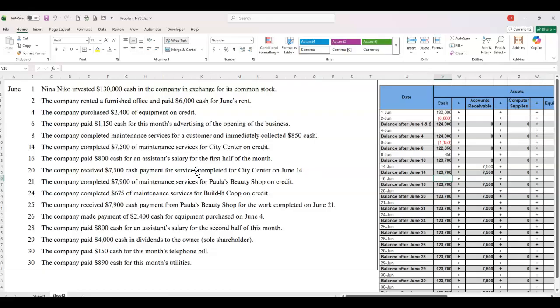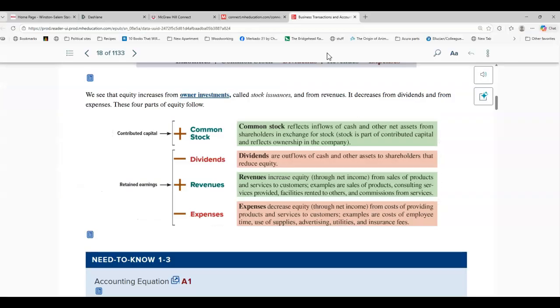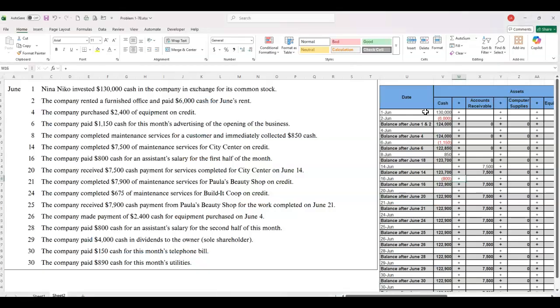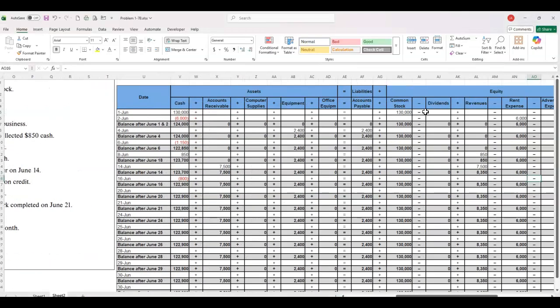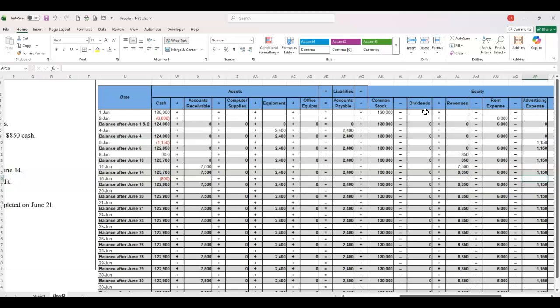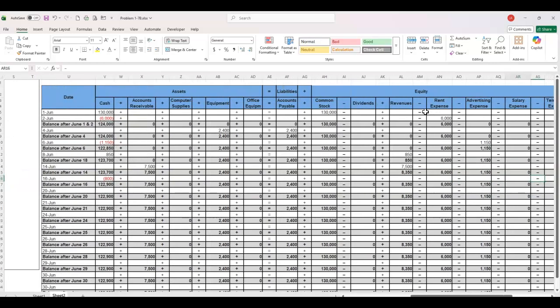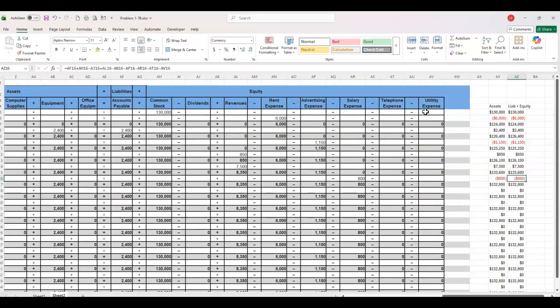On the 16th, we paid $800 cash for an assistant's salary for the first half of the month, so cash is going to go down by $800, and that's going to be an expense. If you look over here, an expense, employee time, that's wages, salaries. So let's go over here and find salary expense. Again, I've already got the negative in there, so it's reducing equity.